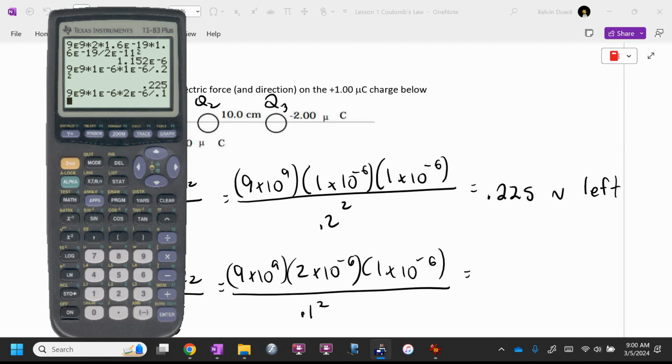Sean, what'd you get? Because, of course, you're practicing typing these into your calculator instead of sitting passively like a foolish young person. 1.8? Way bigger force.